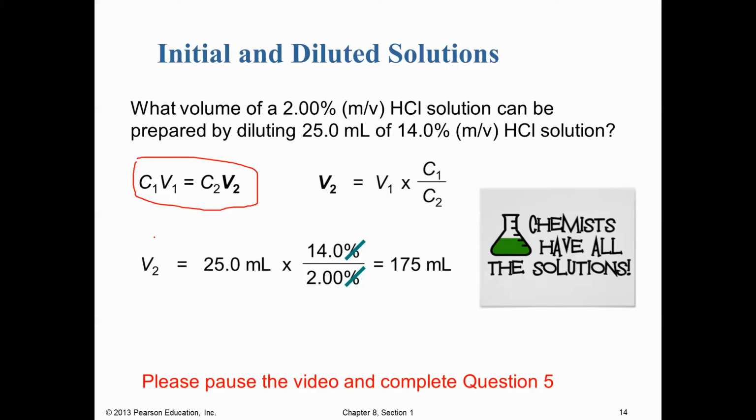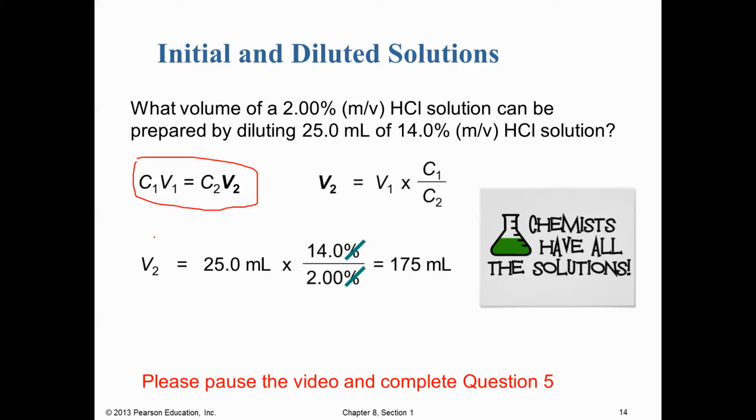And so we can actually use any units of concentration and volume that we wish, so long as the concentration units are consistent with each other. So C1 and C2 must have the same units, and V1 and V2 must also have the same units. But again, we can use whatever units we want of concentration or volume, as long as they match each other.